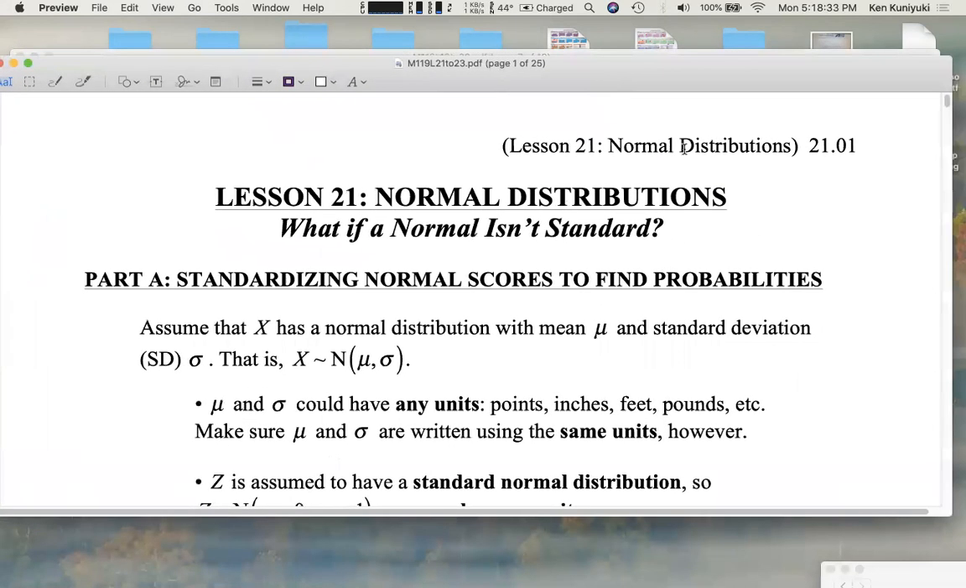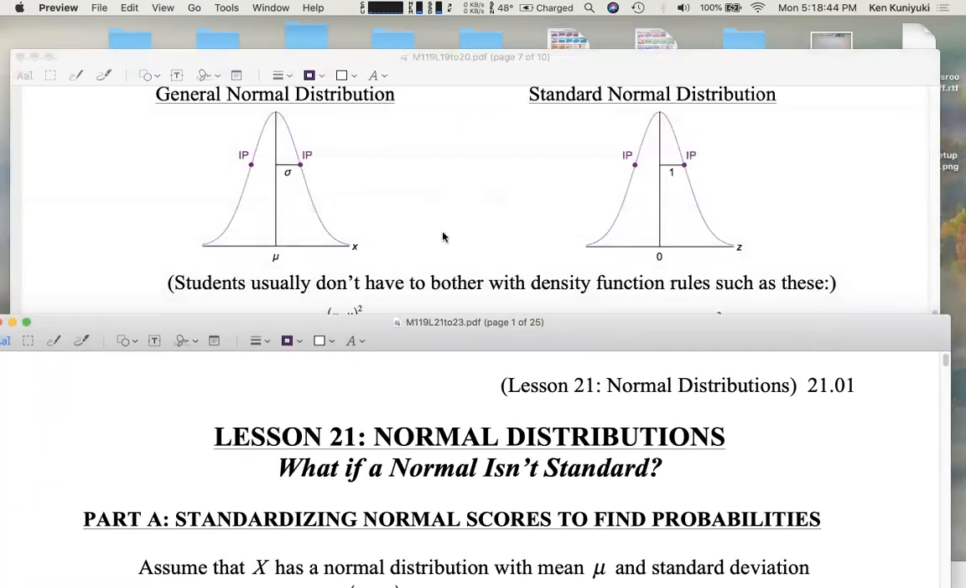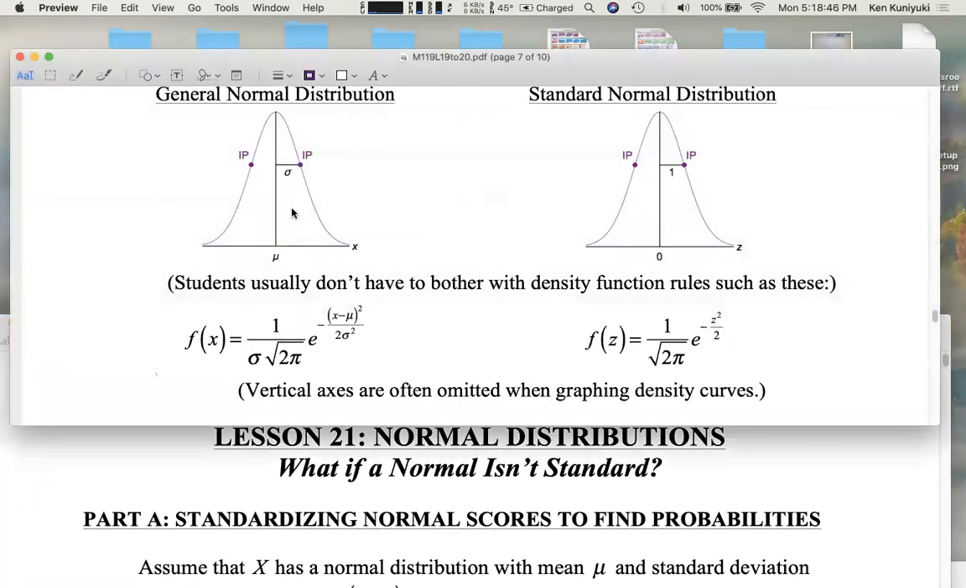We're now going to talk about normal distributions in general. What if a normal isn't, for example, the standard normal distribution? All right, well, here's the key thing. We're going to be doing conversions where we're basically changing from this picture, from the general normal, over to this picture with the standard normal. So we're going to get things down to z-scores.